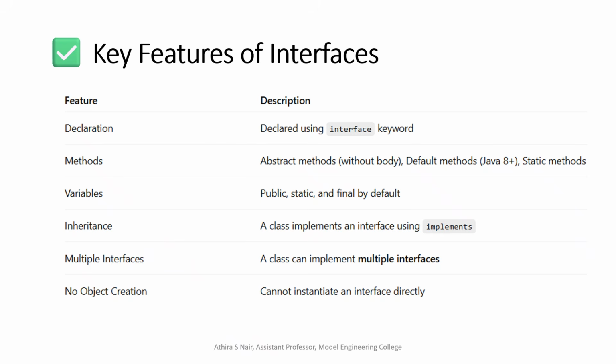In inheritance, we use the extends keyword. Here we implement an interface using implements. And a class can implement multiple interfaces, and it cannot instantiate an interface directly.